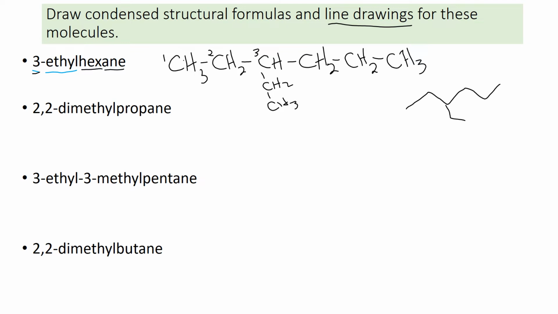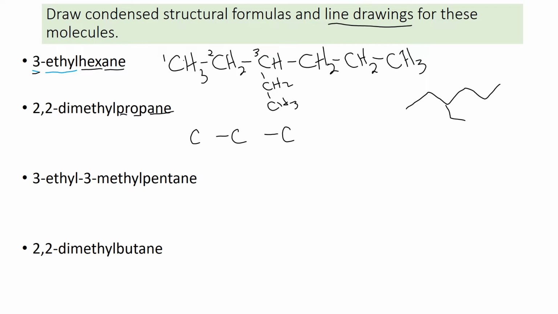So there's our first one. Let's look at the next one. We have the root name is propane. So "prop" means 3 carbons. So I'll draw in 3 carbons. And "ane" means single bonds. So I have the single bonds there.